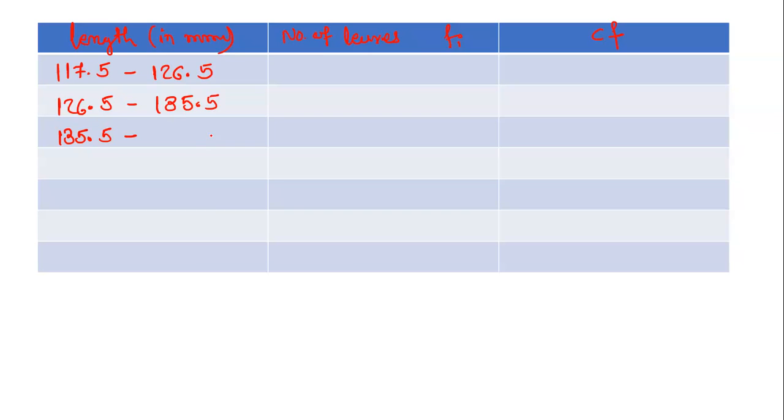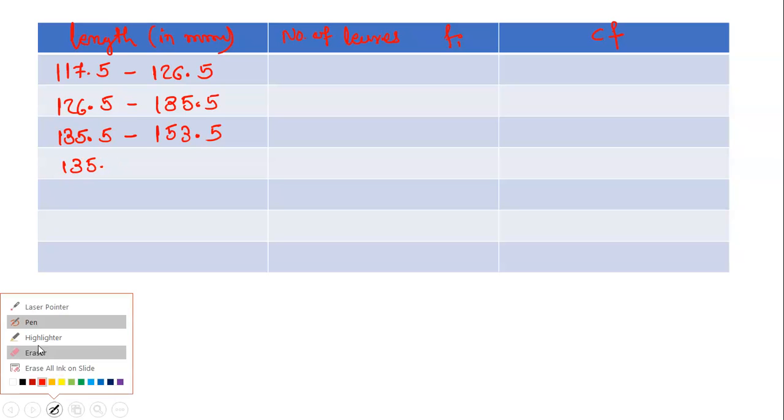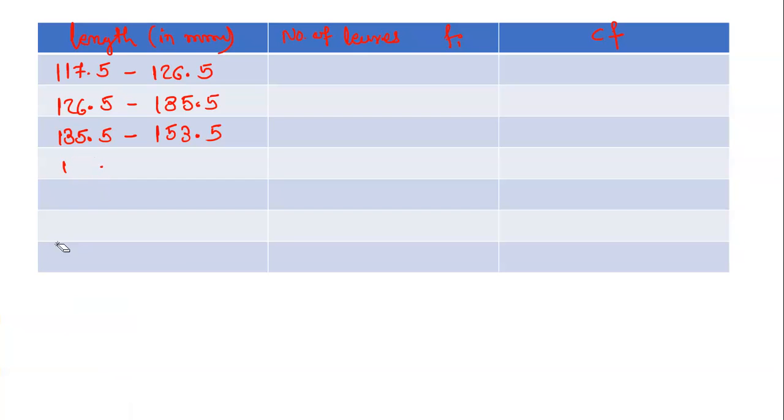Now next will come 135.5 to 153.5, then 153.5 to 162.5, next 162.5 to 171.5, and the last but not least, 171.5 to 180.5. Okay.